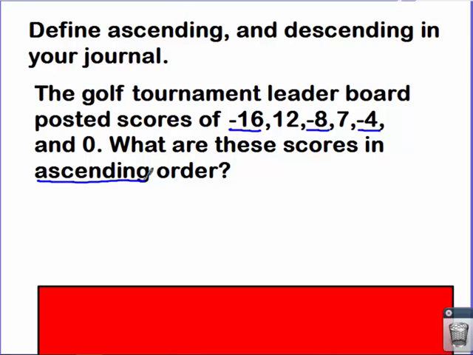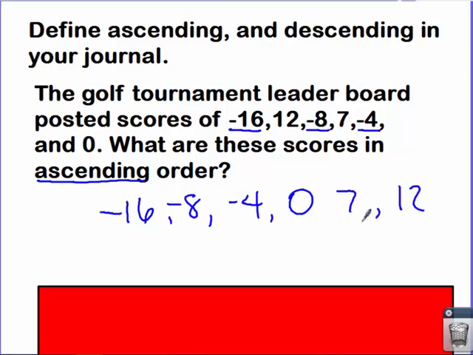Okay, so if we think about these numbers on a number line, we know all the negatives are going to go first. And the one with the greatest absolute value is actually going to be the smallest number. So that means -16 would go first, then -8, then -4. Right? And then we just reverse it. So we've got 0 now, and then 7, and then 12. So there's my numbers in ascending order. And that's what we're working on today. Just comparing and ordering real numbers. And integers are part of the set of real numbers.